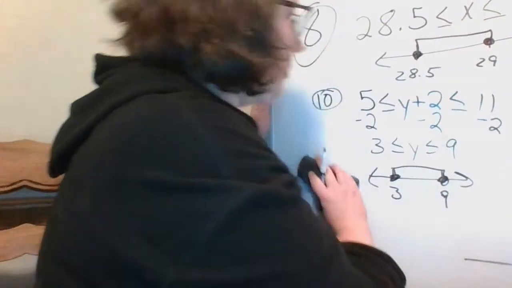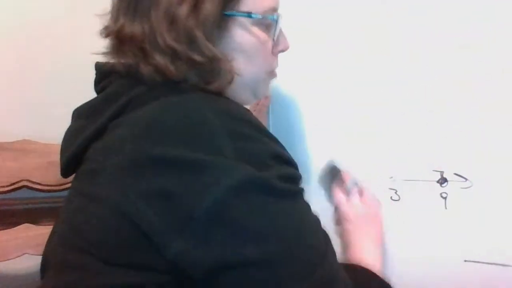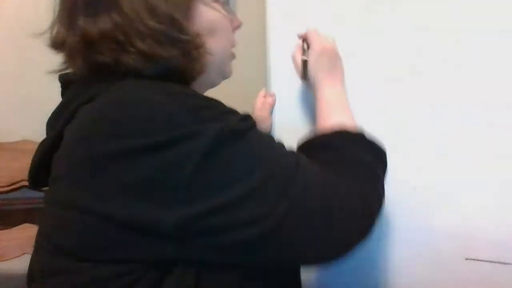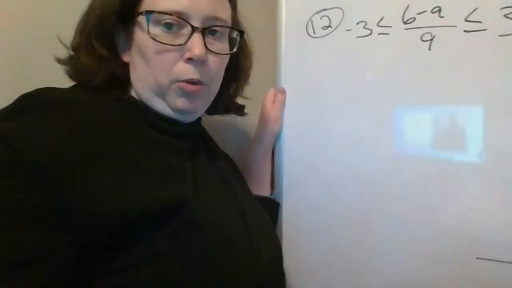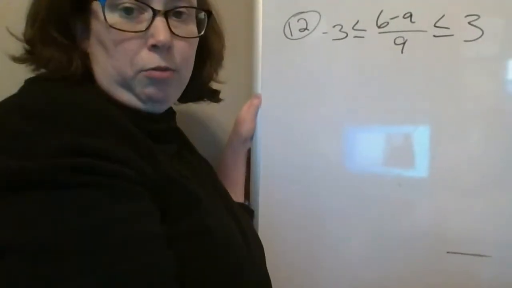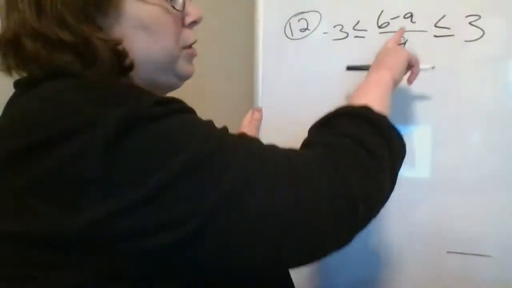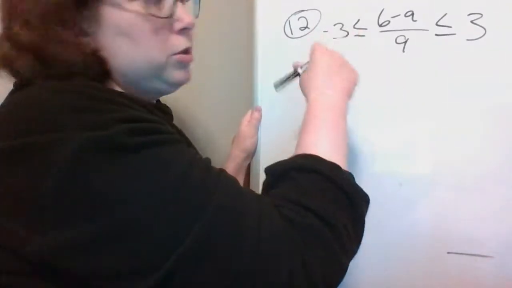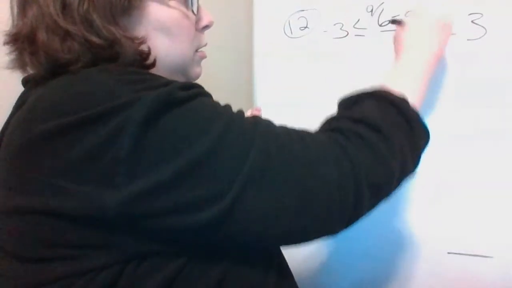Number 12 is the same kind of a problem, but we have a little more complicated inequality here. So it's -3 is less than or equal to 6 minus q over 9 is less than or equal to 3. So we have a few things that we have to get rid of to get q by itself. First thing we need to do is get rid of the 9. To do that, because this is being divided by 9, we're going to multiply everything by 9.